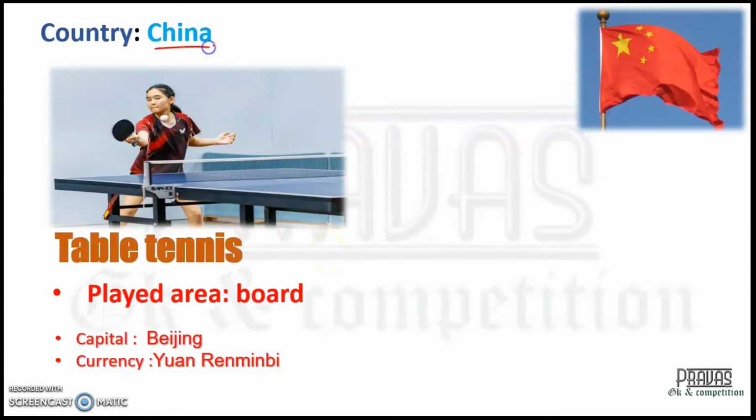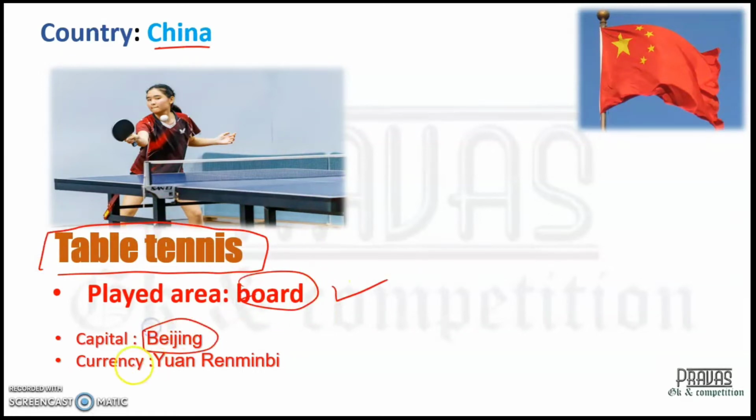Next country is China. China's national game is table tennis and the playing area is called board. Capital is Beijing and the currency is renminbi. So table tennis is the national game of China and the playing area is called board.